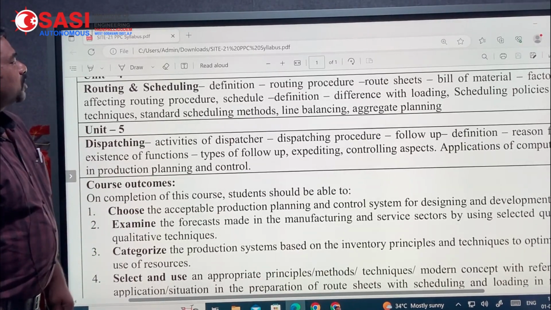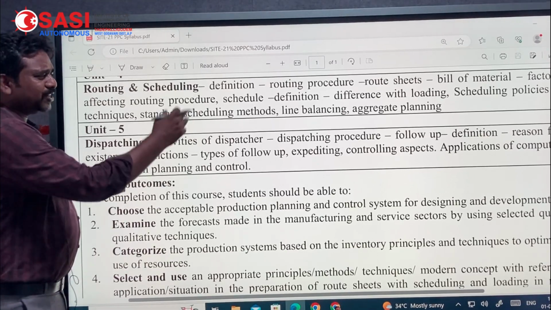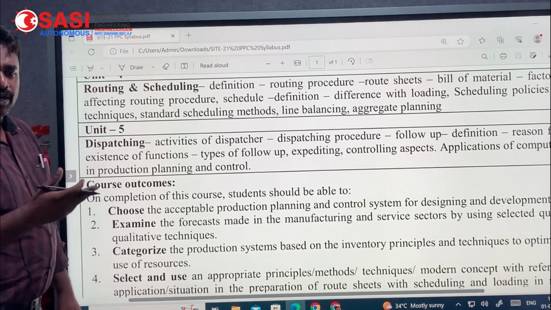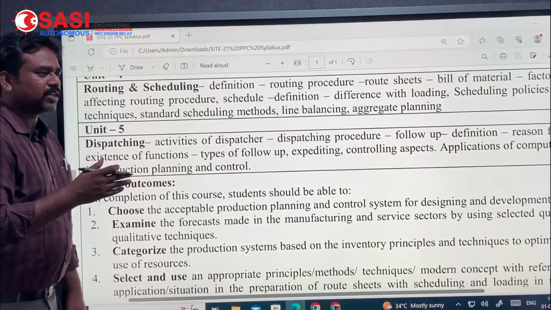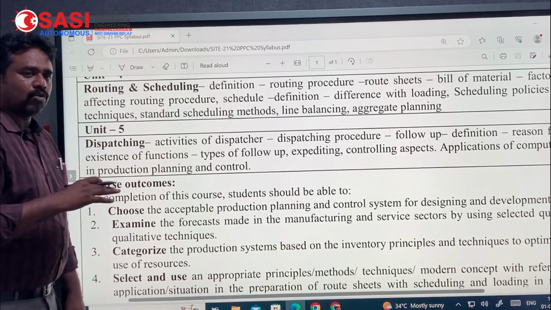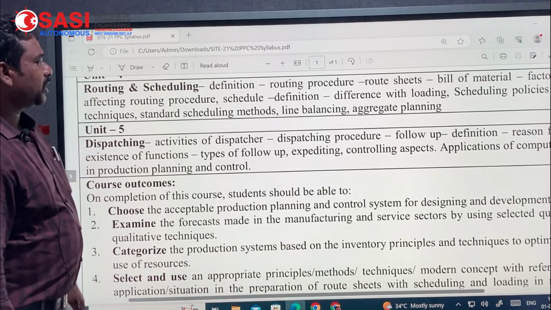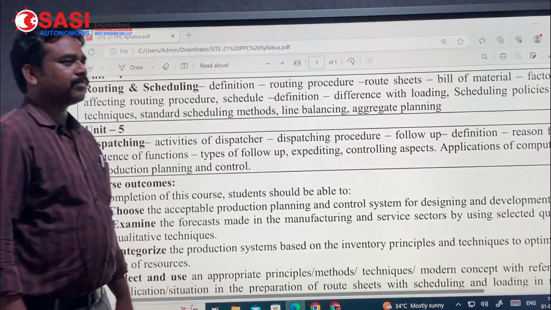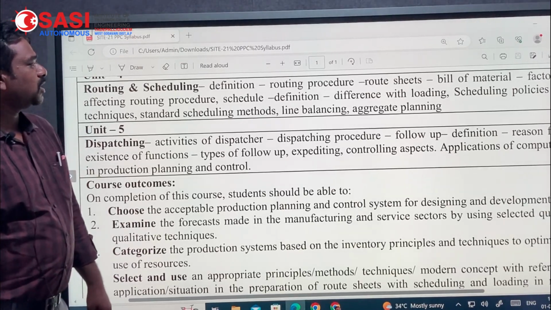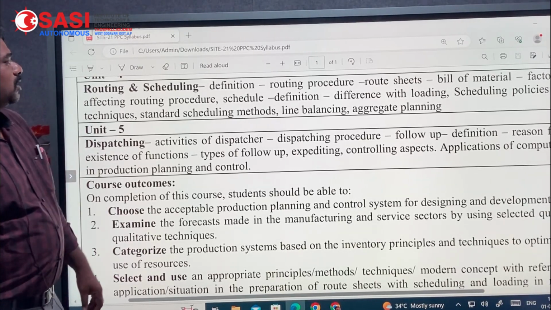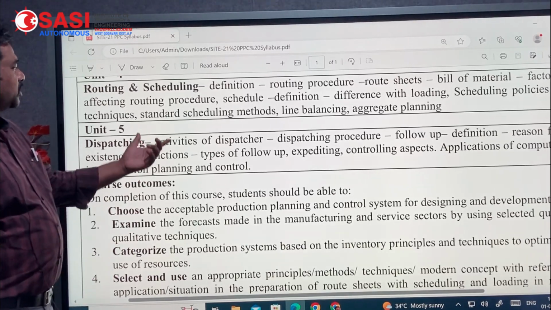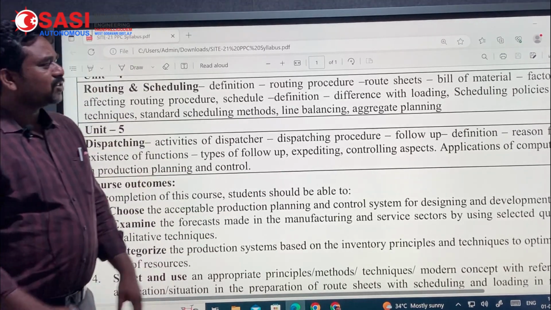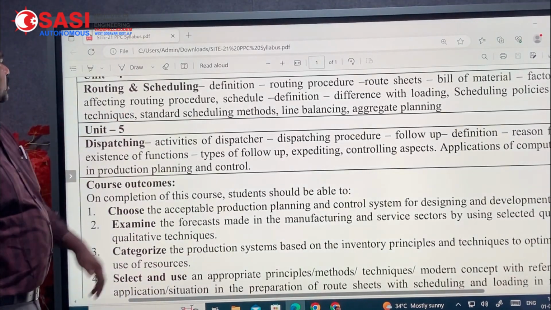And coming to scheduling, what the various scheduling techniques are, and how we are going to balance the loading on each and every system that is available in the industry, without overloading any one of the systems. So keeping a balance in the production line, what are the various techniques generally used in industry, we are going to see, and what the various standard scheduling methods are, and what loading is and what the difference between loading and scheduling is, we are going to see in this 4th unit.